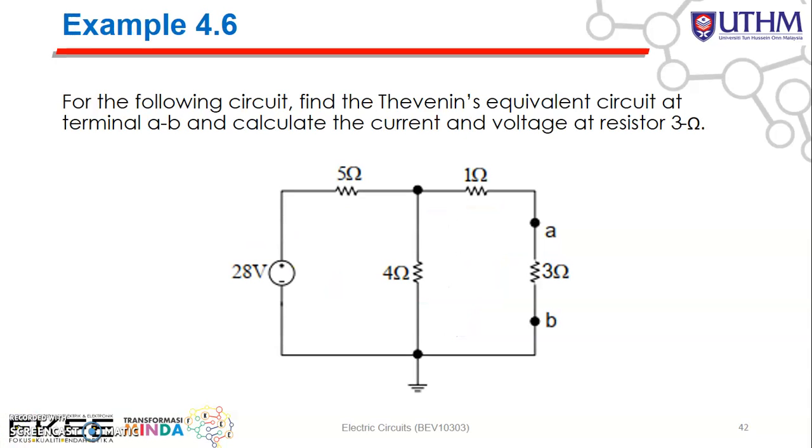Okay, now let's have a look at one more example. Based on the following circuit, you need to find the Thevenin equivalent circuit at the terminal AB. And then you need to calculate the current and voltage at the 3 ohm resistor. Meaning that you need to find the current that flows through your R load. Okay, so let's do it one by one.